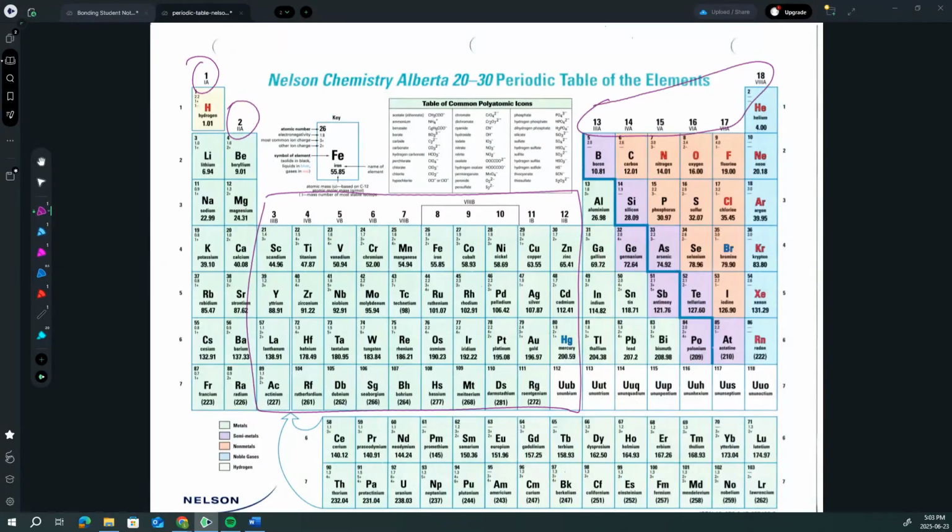All of these elements, if you have an atom of an element from one of these groups, and if that atom becomes an ion through either gaining or losing electrons, they're going to have the same stable electron configuration as an element in group 18. So basically what that means is they're going to have a full outer shell or a full valence shell.